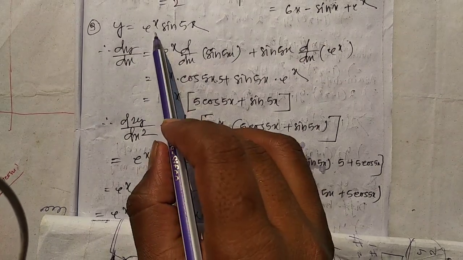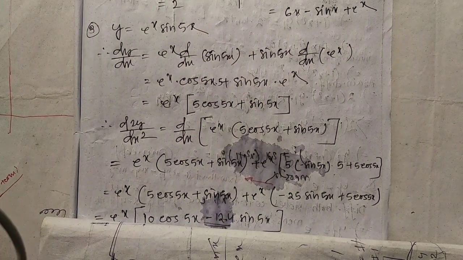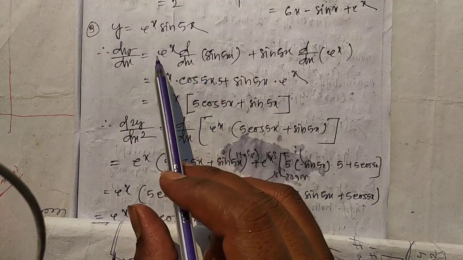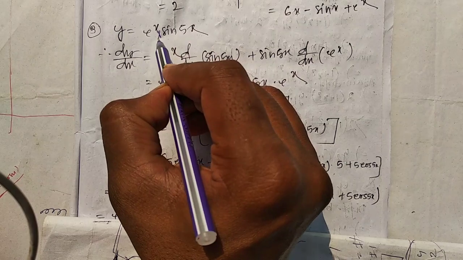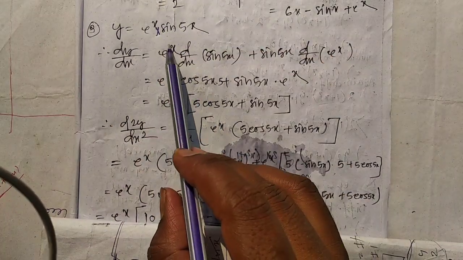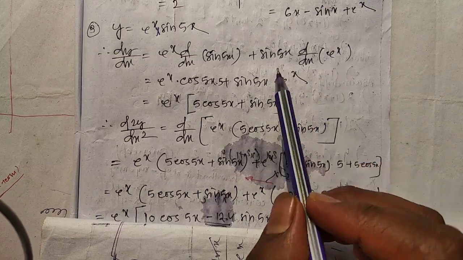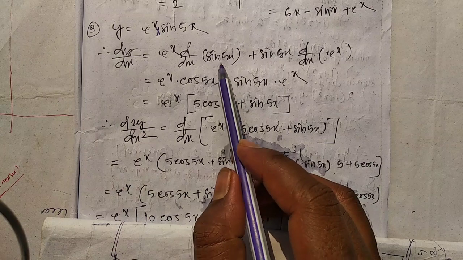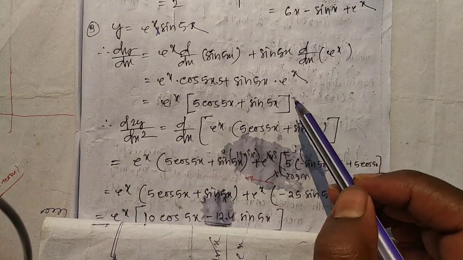Here we have the question y is equal to e to the power x sin 5x. Find its second order derivative. For finding the second order derivative, we have to differentiate first in order to obtain the first order derivative. That is, we have to go for product rule. Keep first and derivative of second, plus keep second and derivative of first. Here it will be e to the power x cos 5x into 5 from chain rule, and sin 5x times the derivative of e to the power x, which will be e to the power x.